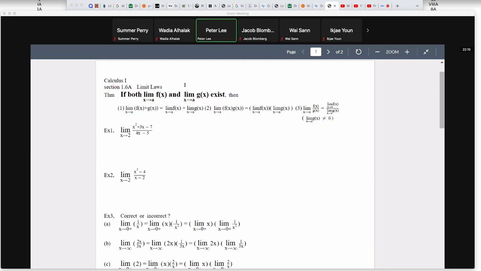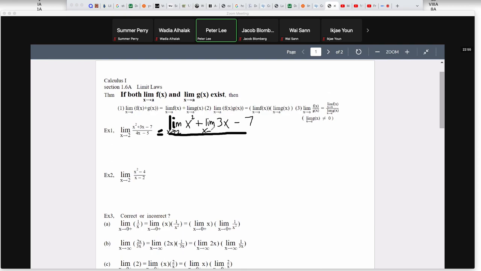So now, for example, let's look at this example 1. If you look at this example 1 here, can you split the limits here? In other words, can you write it like this and split the limit here? So this is now the limit of, let me write this in small print, lim x squared, and then plus lim 3x, and then minus 7. For the 7, you don't need to put the limit.